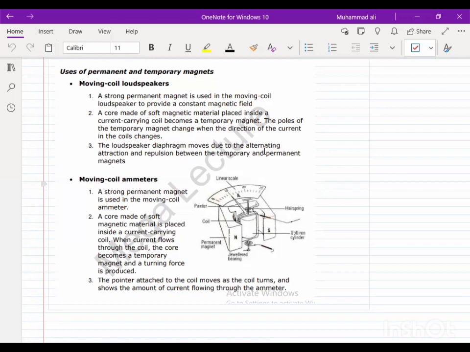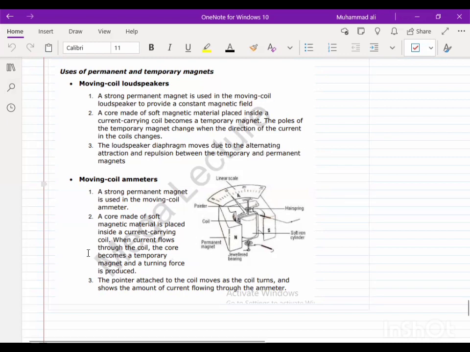There is interaction between the fields of the temporary magnet and the permanent magnet. Why? Because we have connected the temporary magnet to an AC supply, and AC supply changes direction. So constantly there is attraction and repulsion between the temporary magnet and the permanent magnet. I'm going to show you the picture. Because of this attraction and repulsion, the diaphragm is going to move. The loudspeaker has a diaphragm to produce sound waves, so when it moves, particles get in motion. That is how our moving coil loudspeakers work.